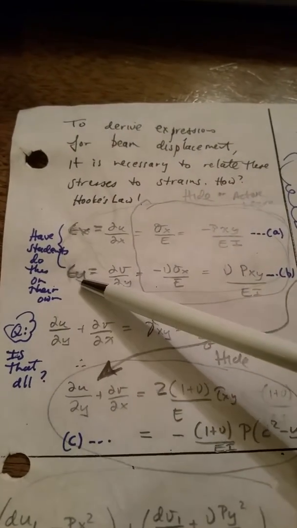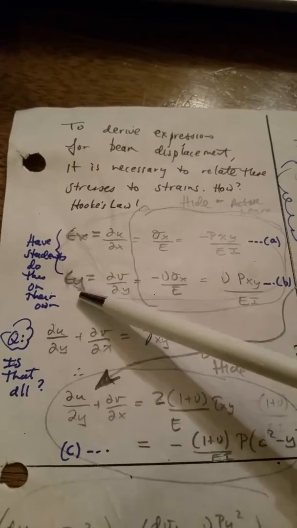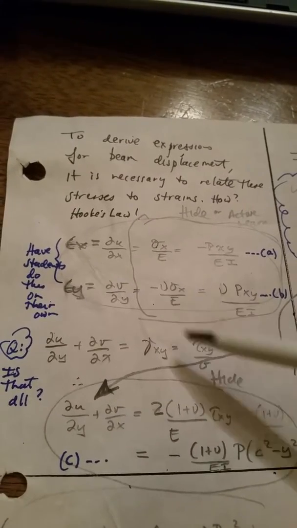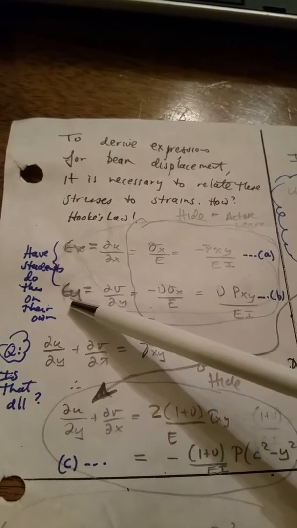Epsilon y is not 0. That would be a terrible mistake if you said epsilon y is 0. Sigma y is 0, but epsilon y is not 0. Hit the pause button if you didn't understand what I just said. It's related negatively through Poisson's ratio. That's the Poisson effect.